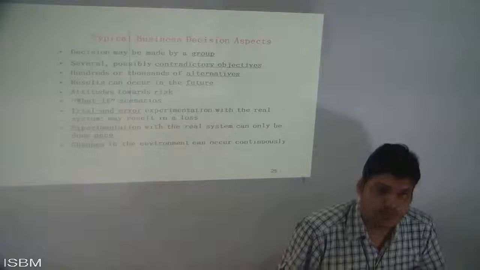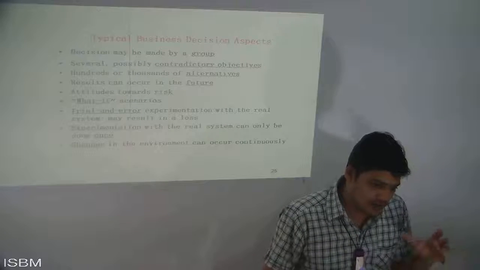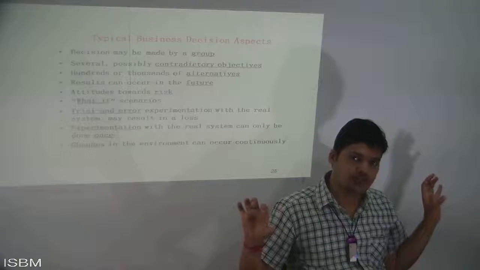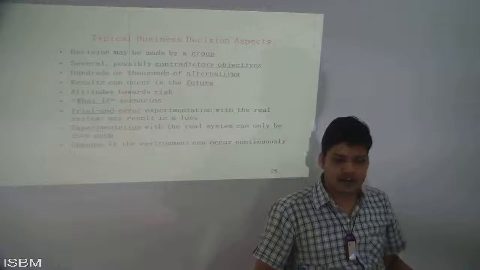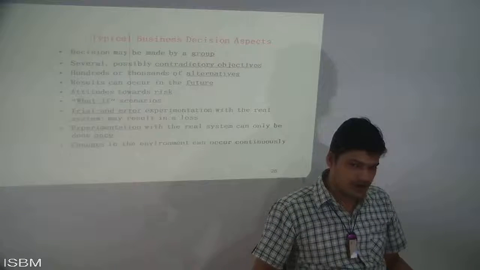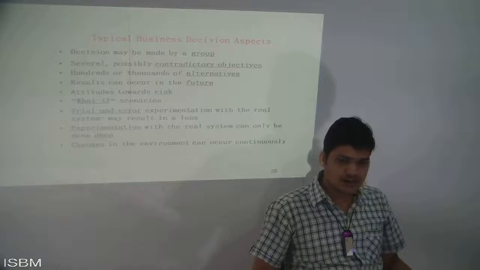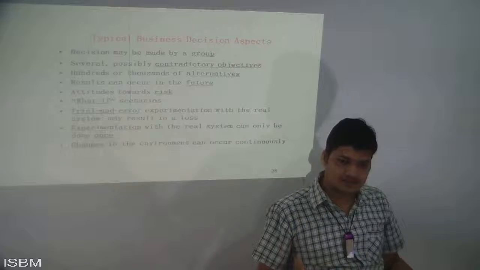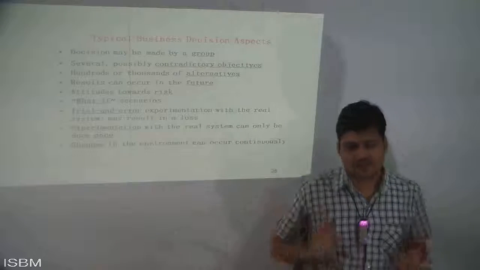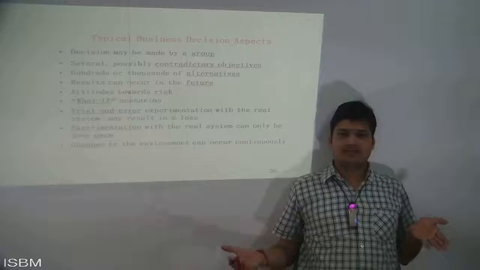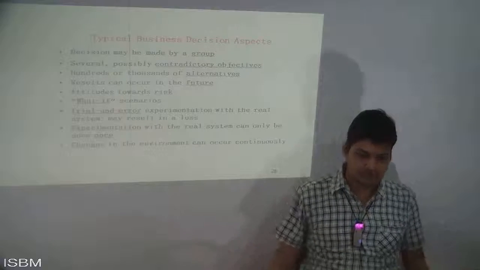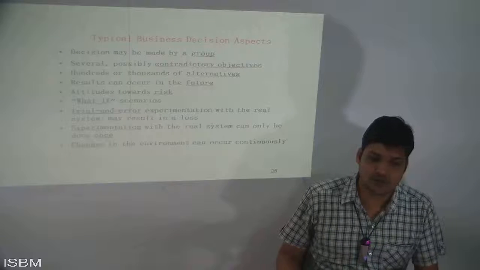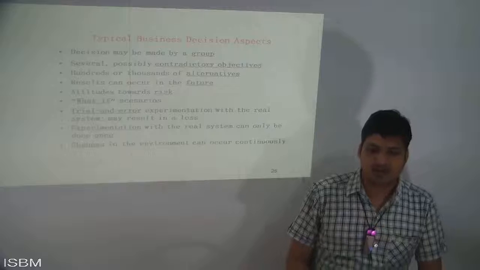Then several possibilities, contradictory objectives. Obviously, when you are working in a group and discussing anything, there will be some objections here and there. Then hundreds or thousands of alternatives. Obviously, there is an alternative for each and everything. Results can occur in the future. Then attitude towards risk. Obviously, there is a risk. What-if scenario: what if this fails? Suppose you are launching the product. What if this fails? So every time the management is thinking about what if. Then trial and error experimentation with the real system. Sometimes some companies do trial and error experimentation in the real system, which may result in a loss.